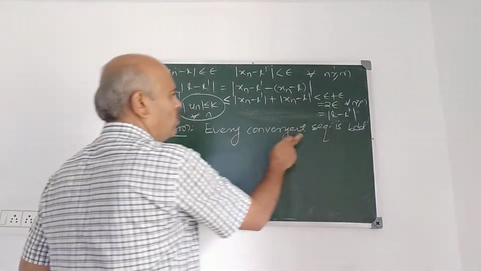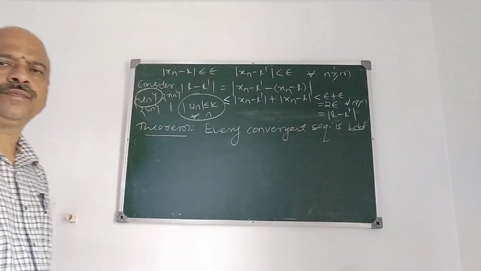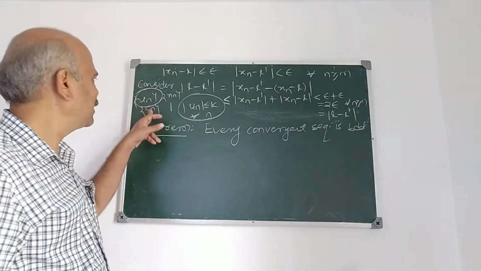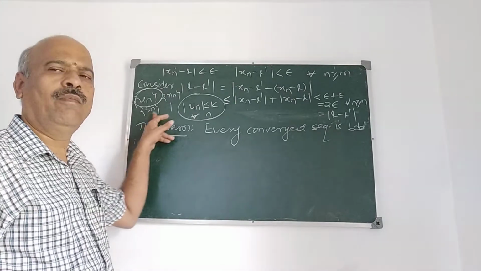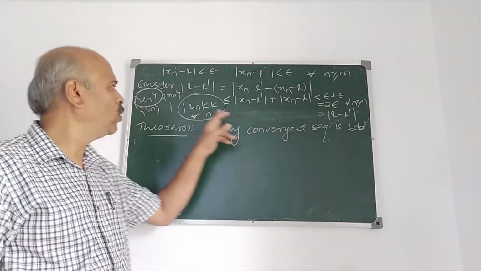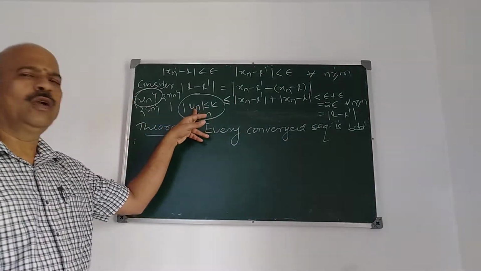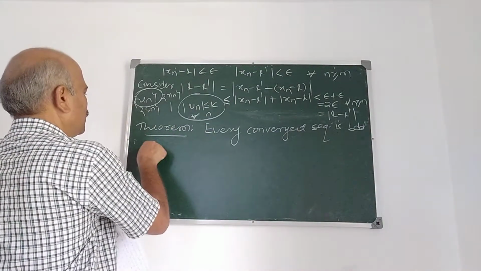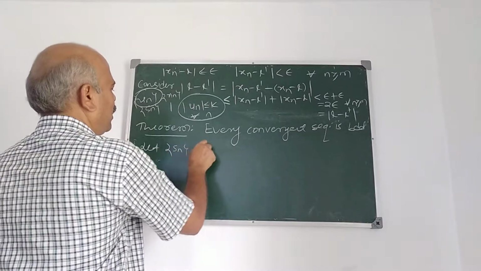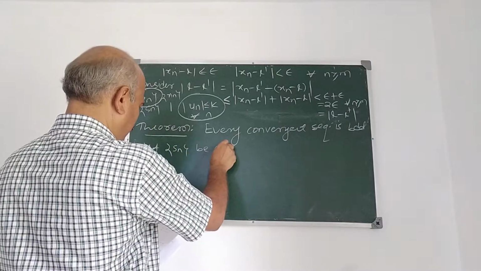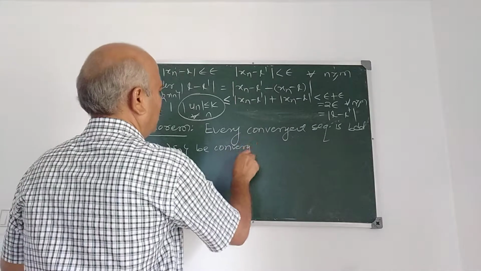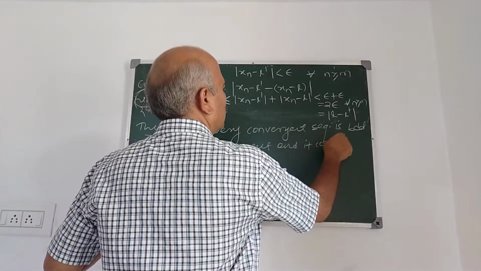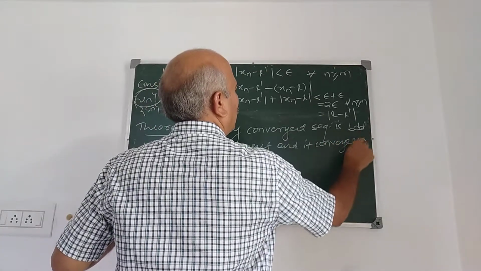Now, every convergent sequence is bounded. Now I suppose that the sequence XN or SN is convergent and prove that it is bounded. To prove that it is bounded, we have to prove this. Now we use the definition of convergence only. Proof is, let the sequence SN be convergent and it converges to L.